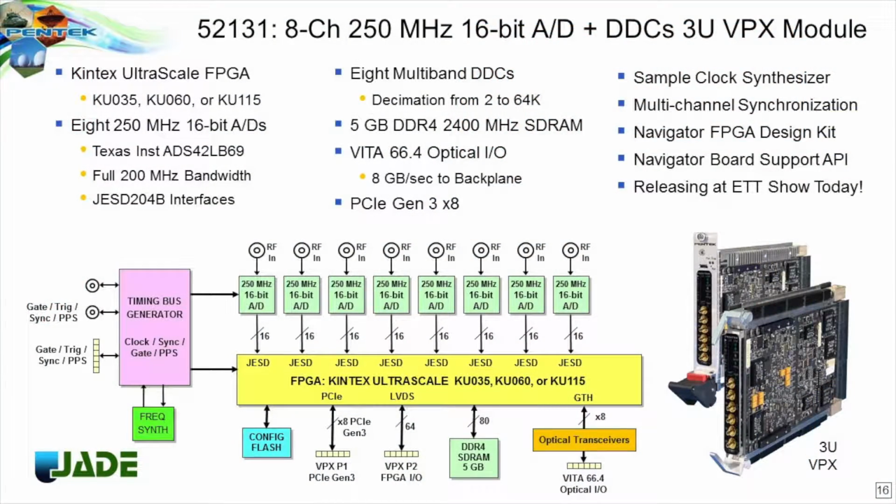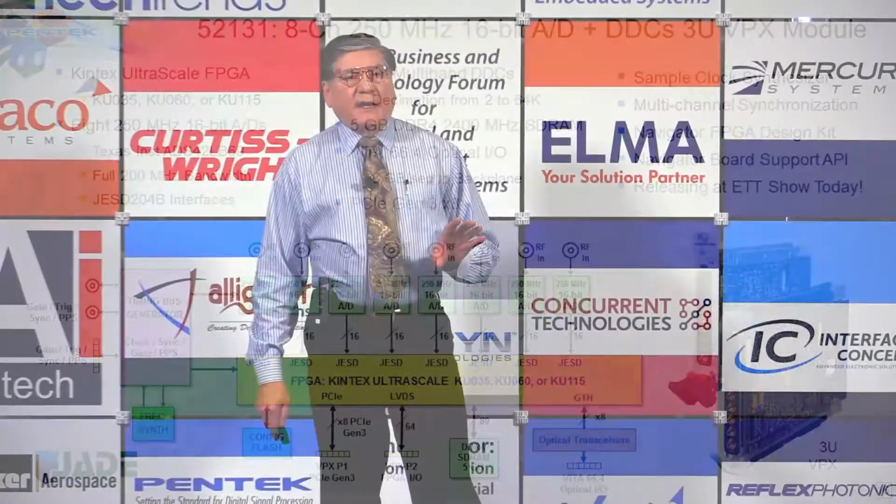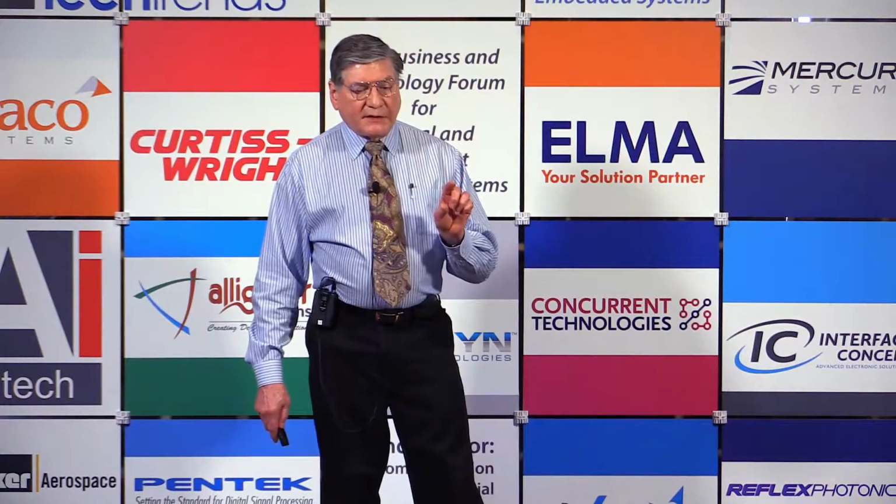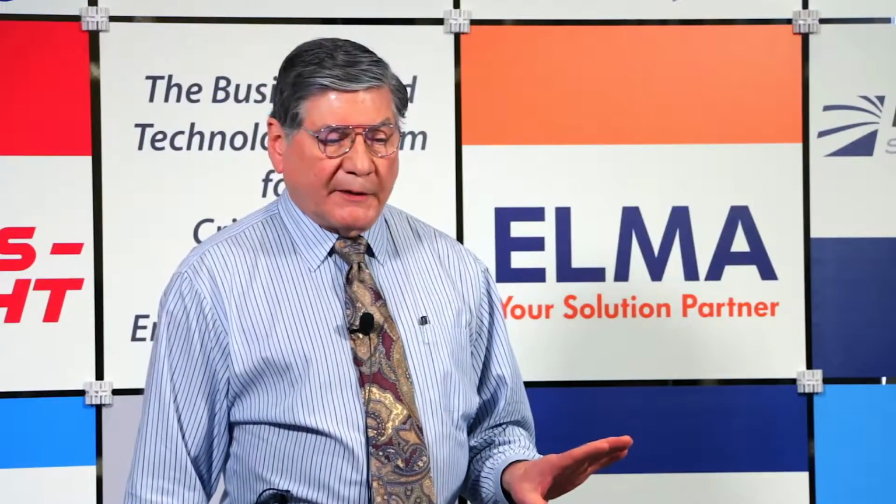Just as an example, this is a Jade architecture board. This can be an XMC module, it can be 3U, 6U VPX, compact PCI. Because it's an XMC, it's extremely flexible. But it has 8 16-bit A to D converters that use the JESD204B interface. So these JESD connections are all made for the customer. They're all installed in the board and ready to use without the customer having to worry about it.